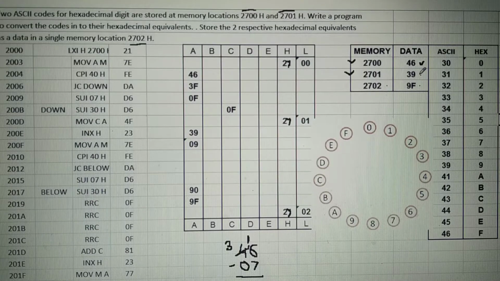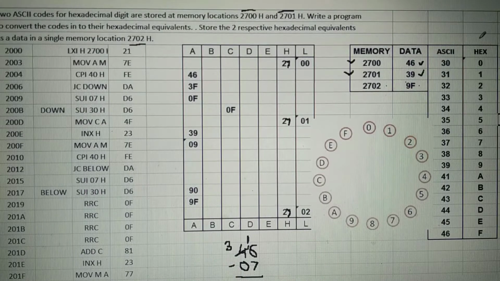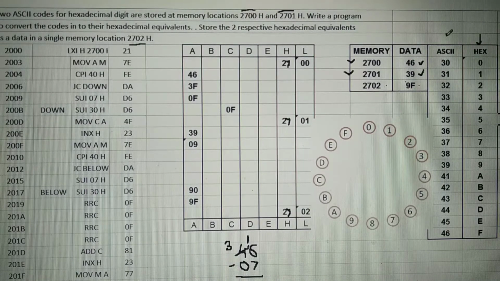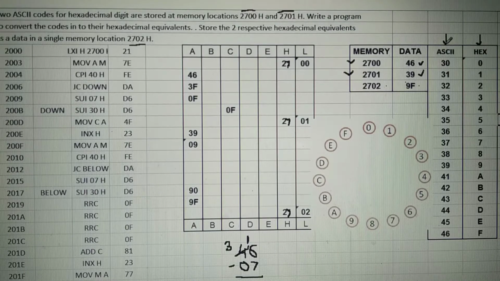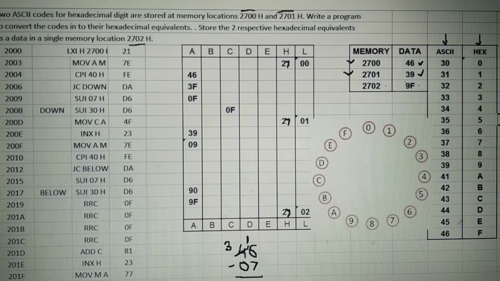Next, 39, you have to find out the hexadecimal equivalent. It acts as the most significant digit. Here, the hex number and its ASCII equivalent are given in a table. 0 means 30, 1 means 31, and so on. A means 41, B means 42, C means 43, and so on.